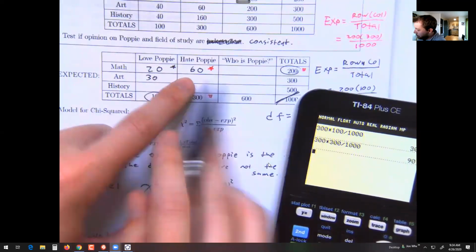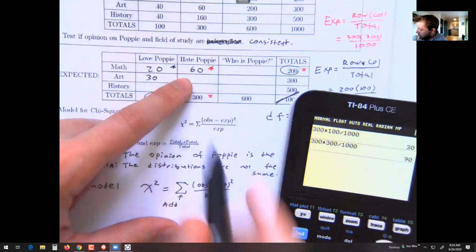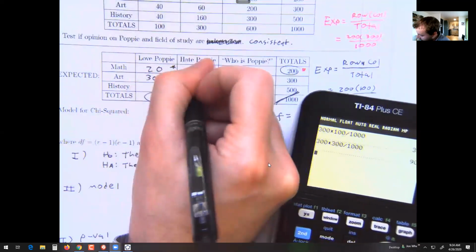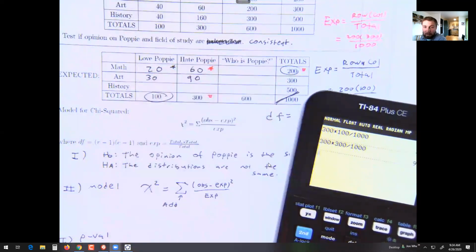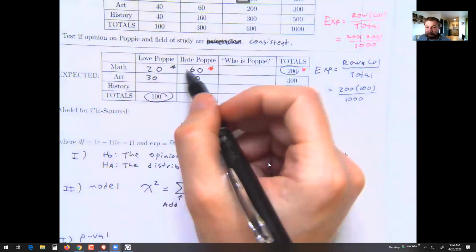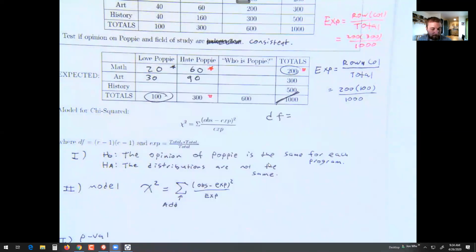So here, this is in the 300 row and the 300 column. Divided by the 1,000, this gave me a 90 here. I've used a multiplication trick for these four values, but let's see if I can get lazy and find the remaining ones just using addition and subtraction.